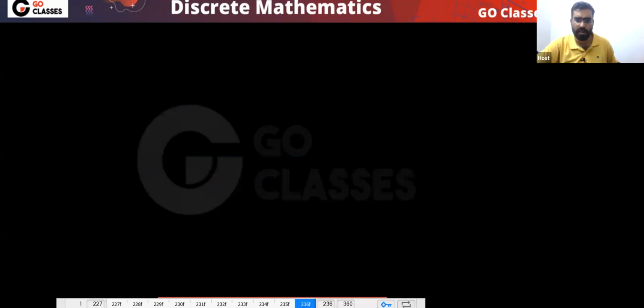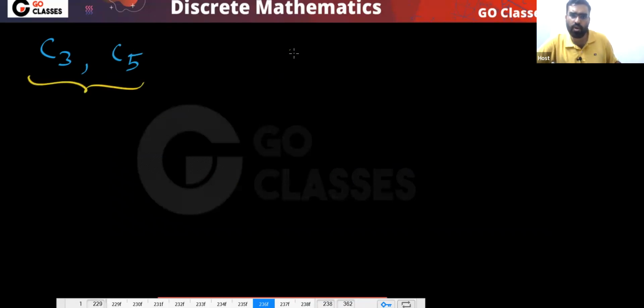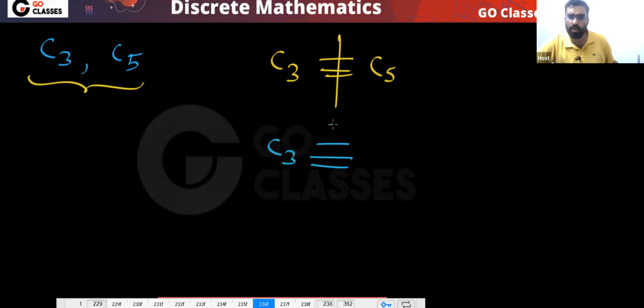So for example, can I say these are homeomorphic, C3 and C5? What do you think? Are they homeomorphic? You can notice C3 is not isomorphic to C5, but C3 is homeomorphic to C5.